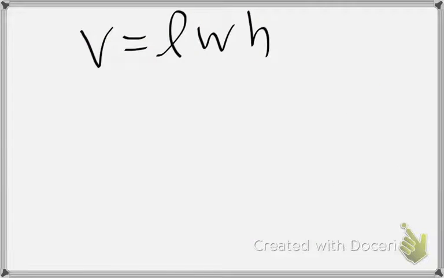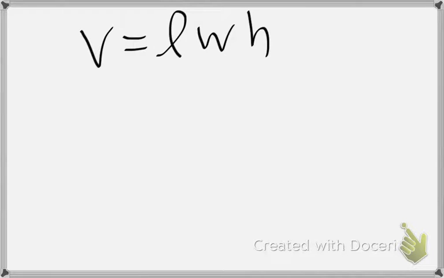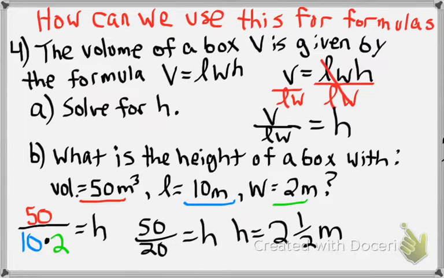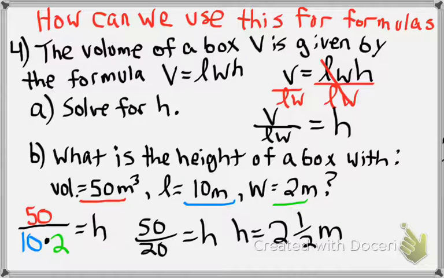Now, I want to point out, what we did when we solved this literal equation, with just the letters, is what you would have done if you were going to solve this question anyways. So volume of 50, length of 10, width of 2. If you plug those into the formula, so we put 50 right here, and then plug in for length and width. Length was 10, width was 2. So literally, if you just plug this in and then solve for H, what we did in our literal equation, that's what you would be doing.